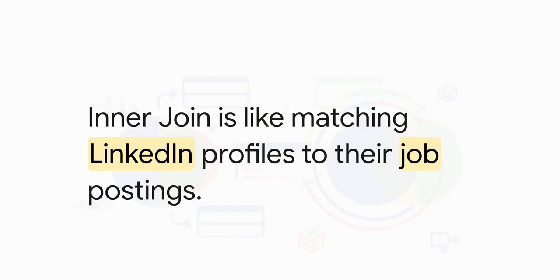Need an analogy? Think about LinkedIn. You have millions of user profiles, and you have millions of job postings. An inner join is what you'd use to see only the people who currently have a job listed on their profile. If a person's profile is there but has no job posting, you won't see them. If a job posting exists but no person is linked to it, you won't see that either. Only the perfect pairs make the cut.